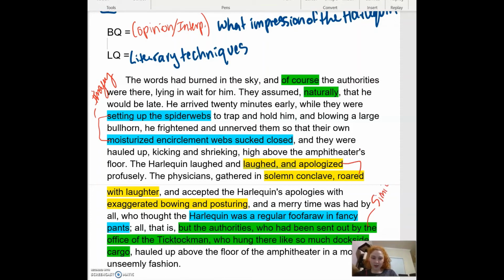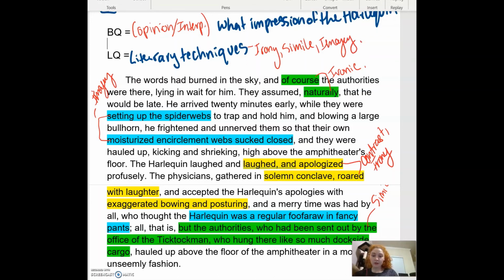There's these contrasts. He's laughing and apologizing. They're bowing and posturing while being solemn. So there's some contrast or perhaps even irony. And then, of course, these words here, like of course and naturally, and then the authorities get caught anyway, also seem very ironic to me. So literary techniques that the author uses, he uses irony, he uses similes, he uses imagery.